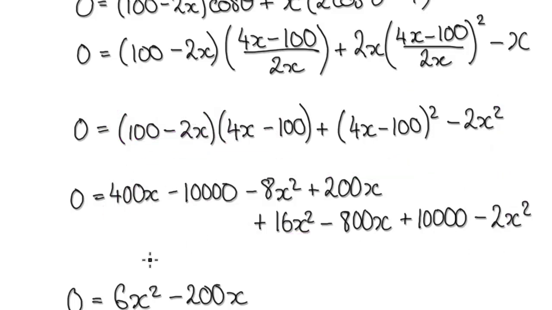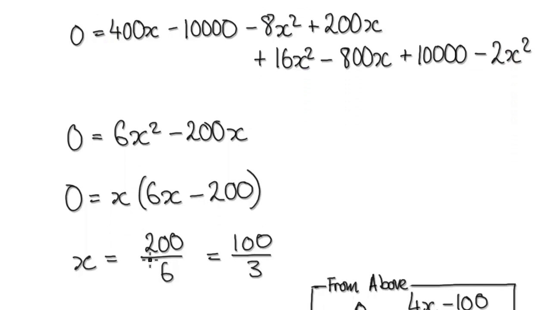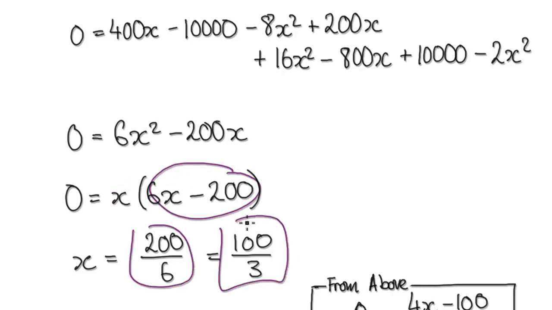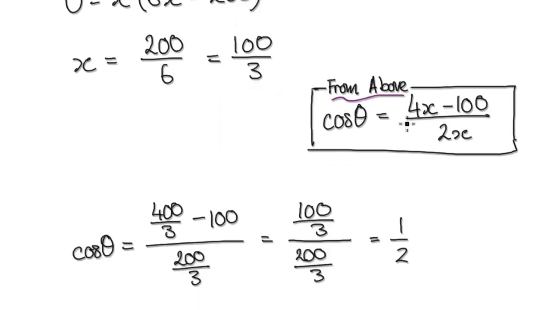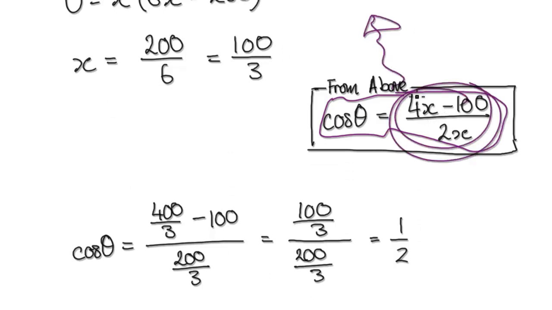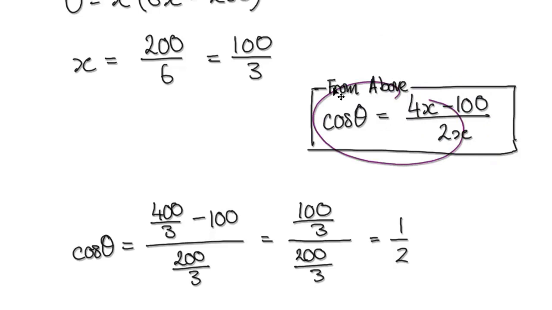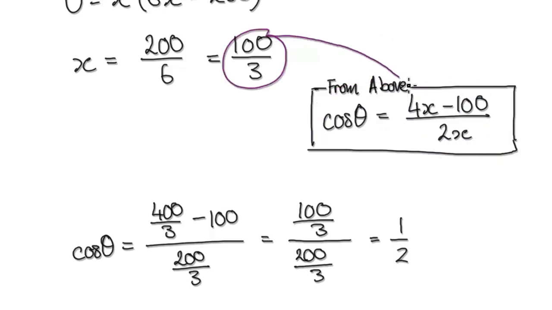That will then give us this thing here. Factorize out the x, that will then give us this thing here. So either this is 0 or this is 0. So x equals this thing here, which you can simplify to this. So now we've got our x. So from earlier we had this thing here, cos theta equals, if you scroll all the way up, we had this earlier. So now that you know x, you can put it into here to find the angle.